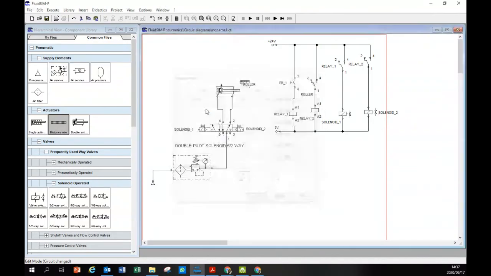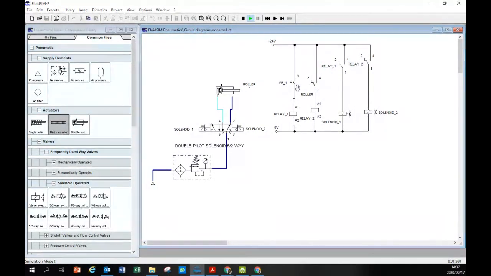Don't worry, we will. So now I'm activating my system. Observe. Fully extended. Look at the roller. The roller is active. Look at relay number 2. Relay number 2 is active. I'm letting go now. It goes back. Do you see that?